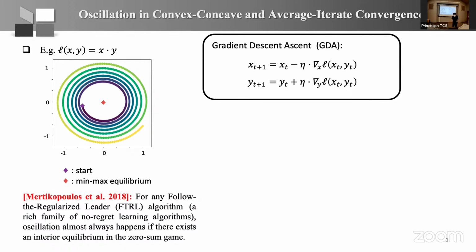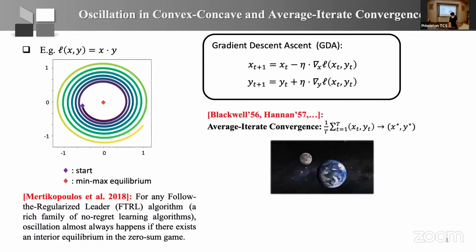Okay, so this seems to contradict what I was showing you in the previous slide, right? I said classical results show things converge. So it turns out what these classical results actually prove is a fairly weak notion of convergence. What they show is that if you take the average of the iterates, it does converge to the equilibrium. And that is consistent with the example. Because you're cycling around, you take the average, you will get the center. But this is a really weak sense of convergence.